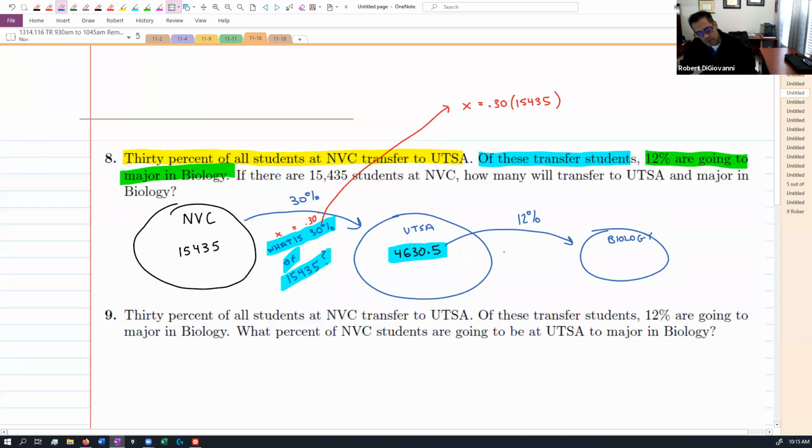And so I want to know what is 12% of that group, 4630.5. And so you can set up another equation. X is 0.12 times 4630.5. Do that on your calculator. And you get 555.66. We almost had triple sixes again. Not quite, not quite.